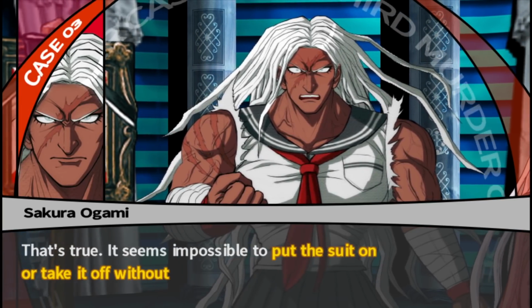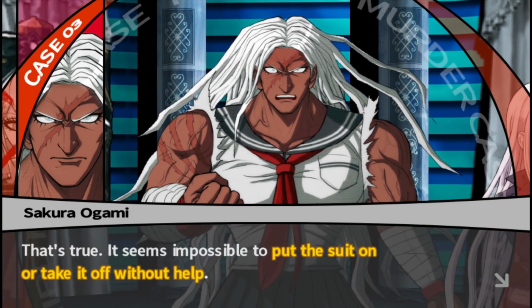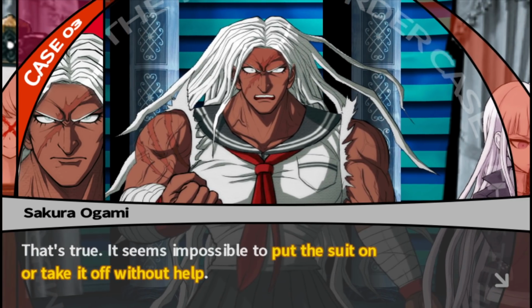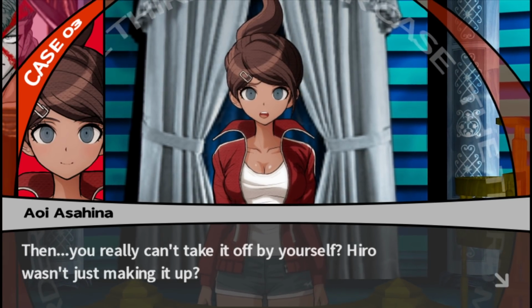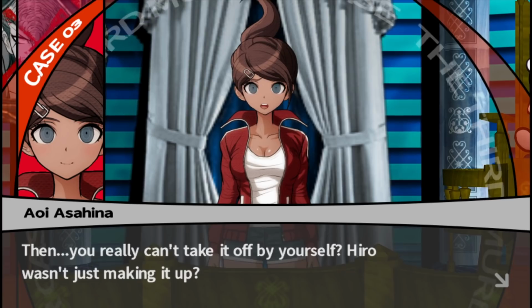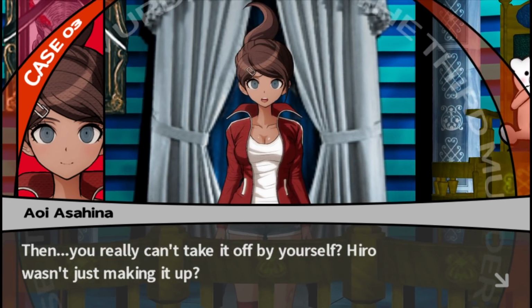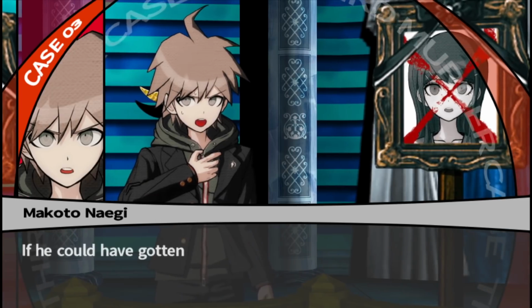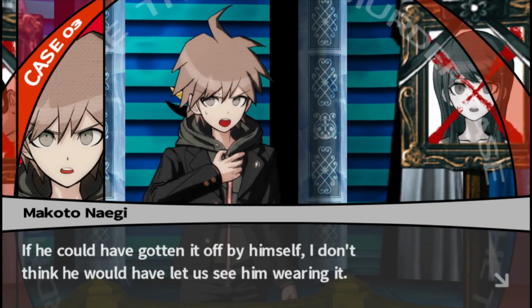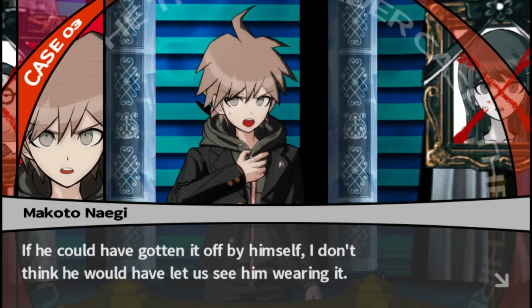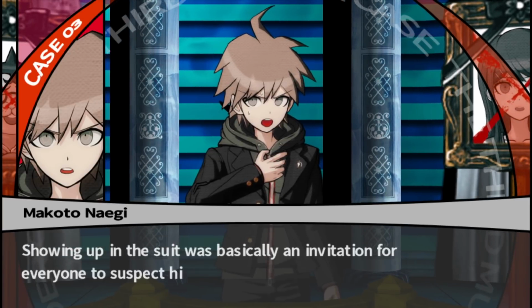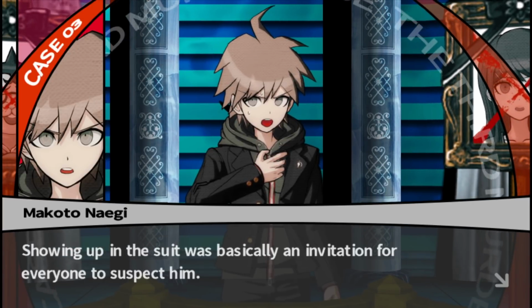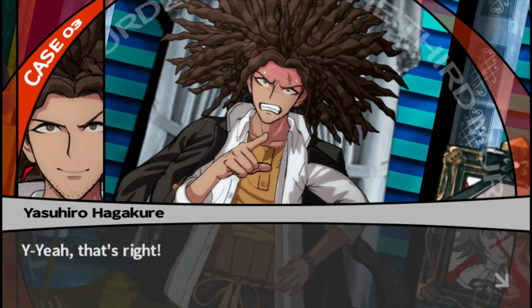That's true. It seems impossible to put the suit on or take it off without help. Then you really can't take it off by yourself? Hero wasn't just making it up? You were there. Of course I wasn't making it up. Well, she means he couldn't have gotten it off by himself, faking. Yeah. I don't think he would have let us see him wearing it. Showing up in the suit was basically an invitation for everyone to suspect it. Yeah, if he could take it off, he would have.